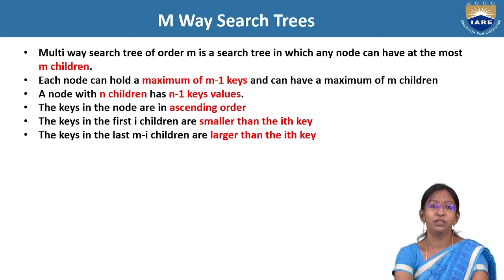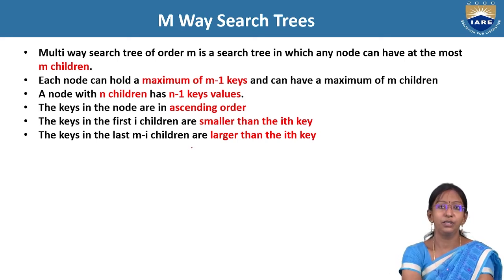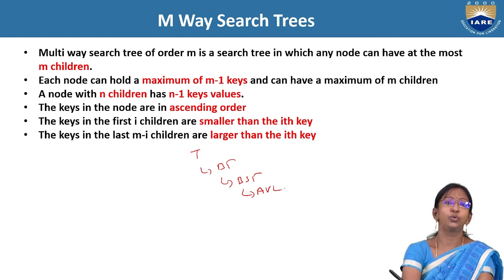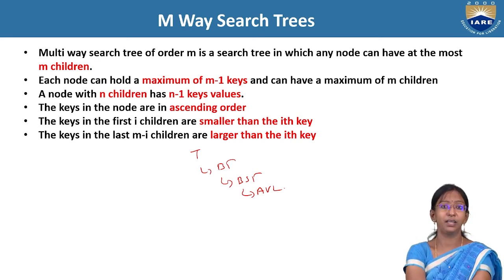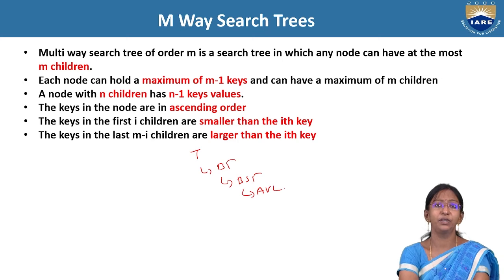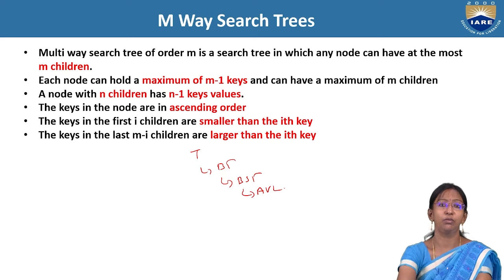Okay, so M-way search trees. Whether it is a binary tree, binary search tree, or an AVL tree, we have seen that every node has a single element, right? Not more than one element. So why only a single element? If the data set is large, even if you adopt an AVL tree, the number of levels will be high. So to reduce the number of levels, they have come up with M-way search trees where multiple keys will be present in a single node, right?